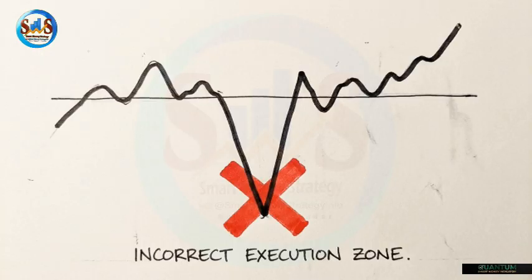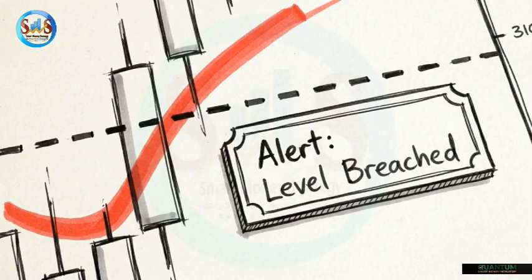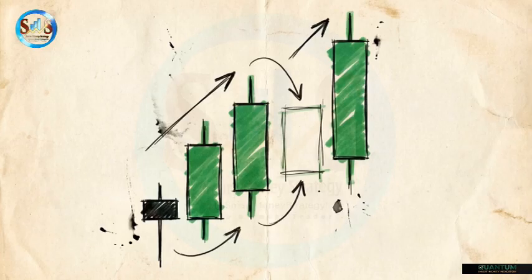A common mistake is treating the swept inducement level itself as the place to buy or sell. The inducement is just the signal that the trap has sprung. The real entry zone is created by the institutional reversal that follows the sweep.